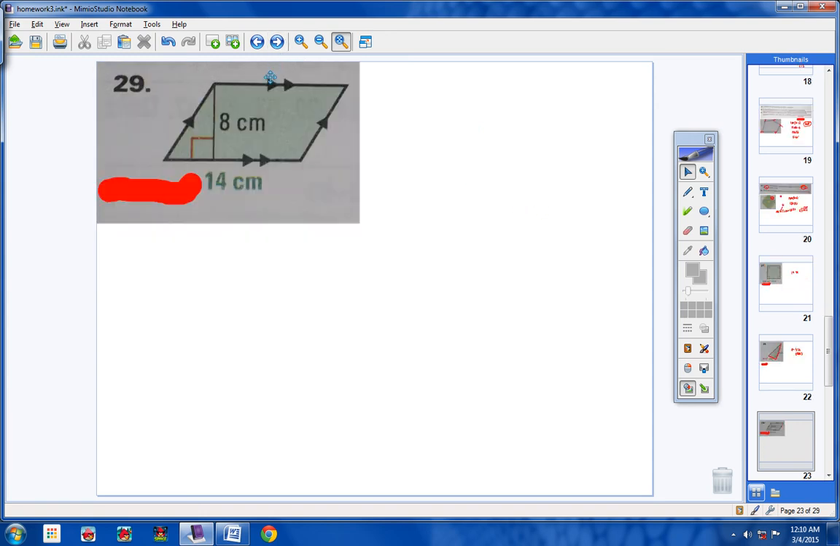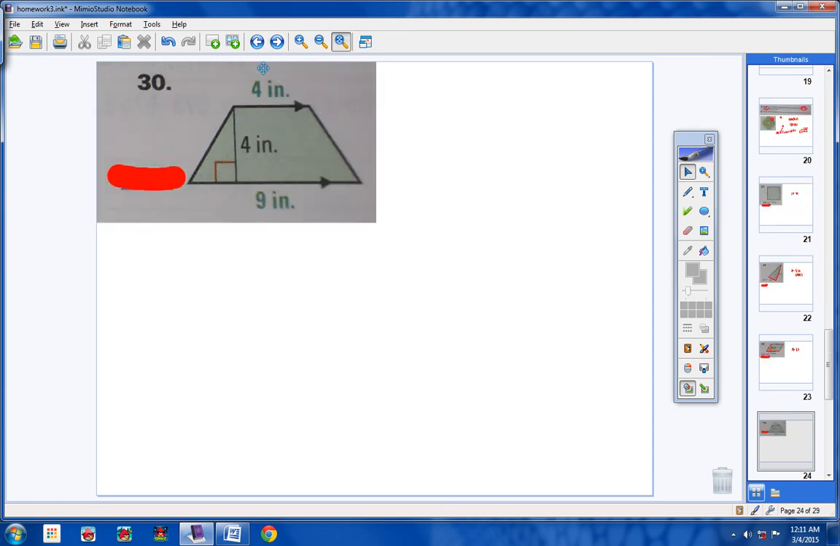All right, number 29. Okay, this is a parallelogram. How do you find the area of a parallelogram? Well, it's the base times the height. So my base is 14. My height is 8. So 14 times 8 would be 112 square centimeters.